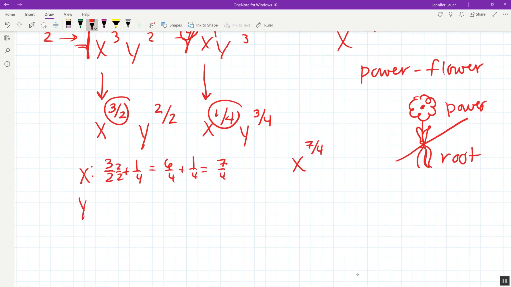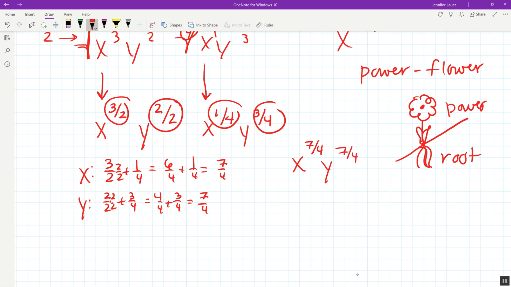Now let's try our y's. We have 2 over 2 plus 3 over 4. That's this and this. I'm going to get a common denominator, which is going to be 4/4 plus 3/4, which is 7/4 again. So y to the 7/4. That's your answer. So let's do 2 more just to shore this up.